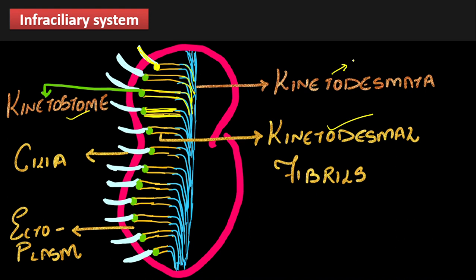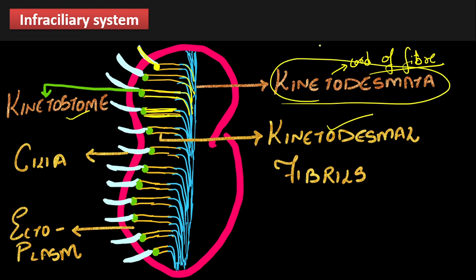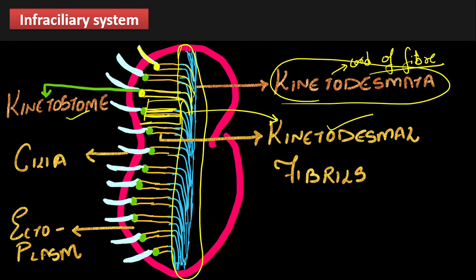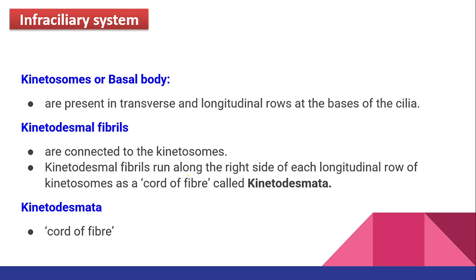This group we call a cord of fiber. So this cord of fiber is nothing but what we call kinetodesmata. So this is your kinetodesmata. This basal granule is your kinetosomes, and this fiber is nothing but your kinetodesmal fiber, right?